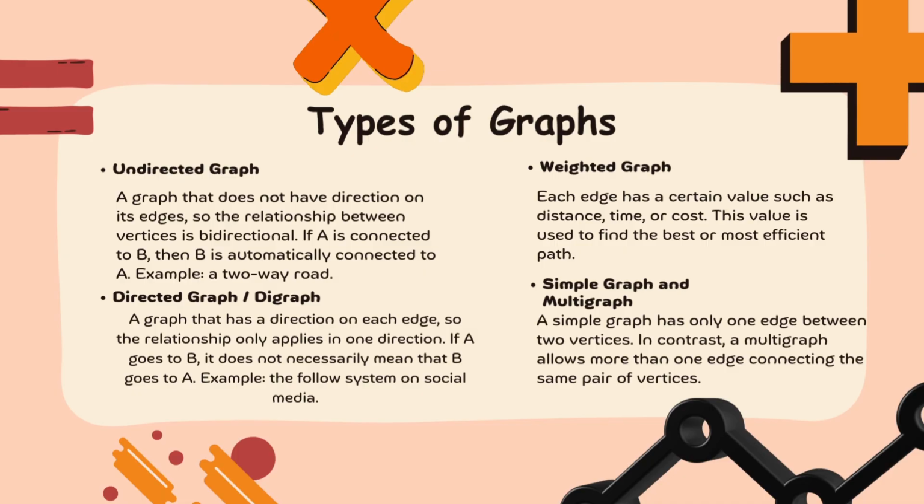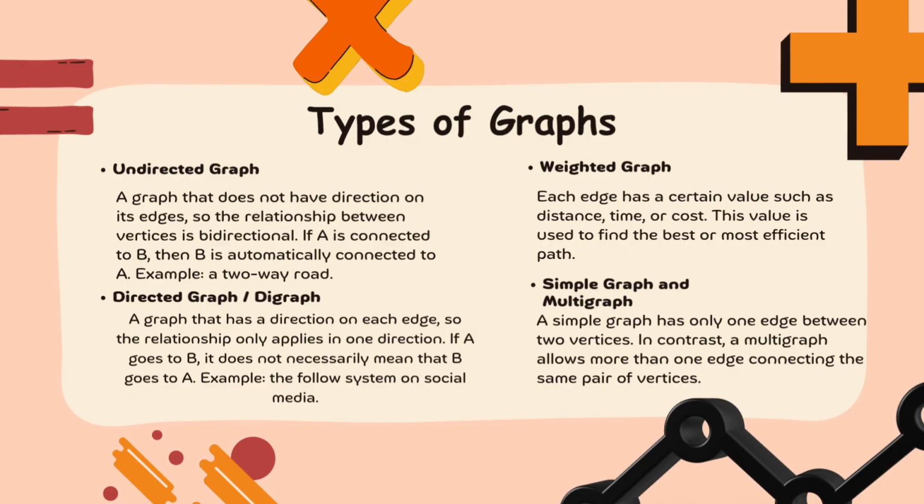Example, a two-way road. 2. Directed graph (digraph), a graph that has a direction on each edge, so the relationship only applies in one direction. If A goes to B, it does not necessarily mean that B goes to A. Example, the follow system on social media.